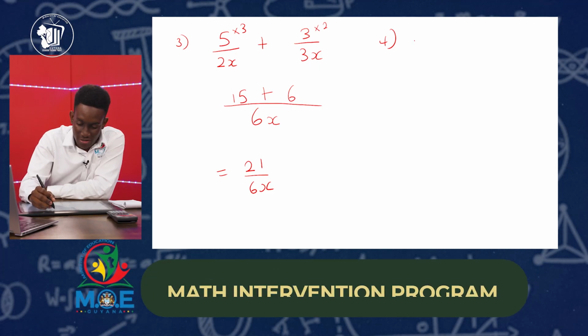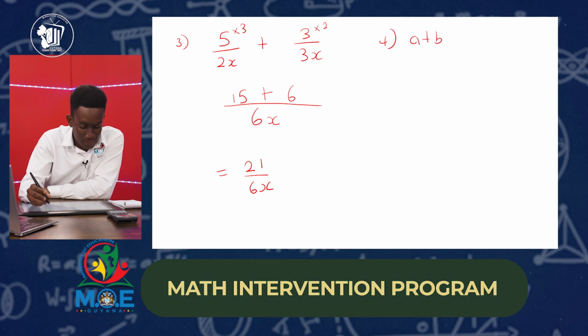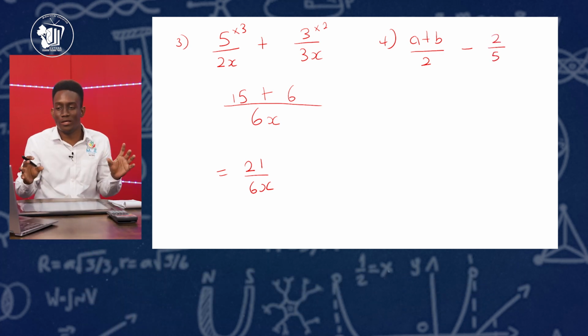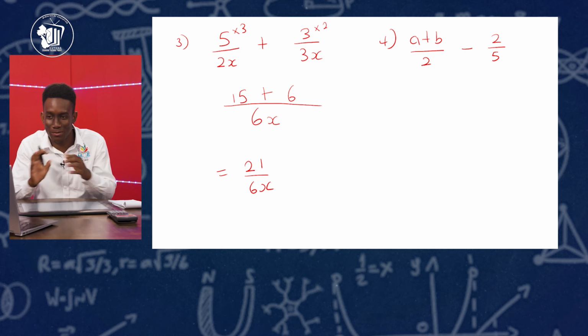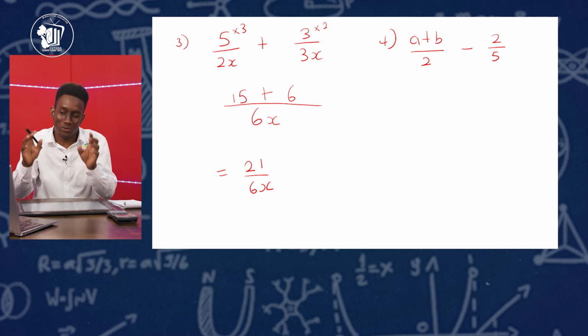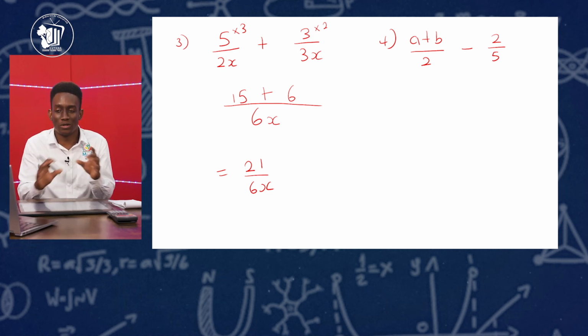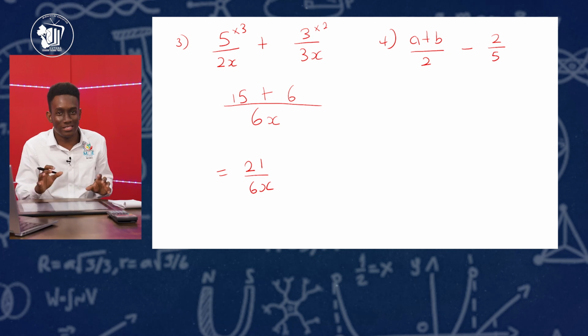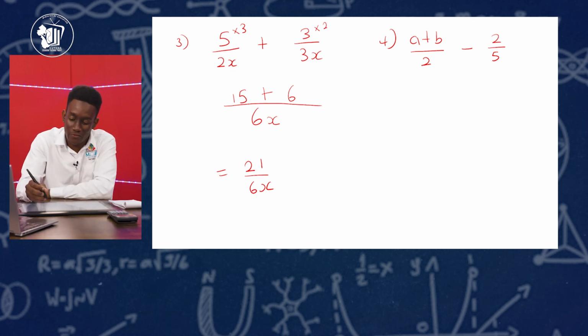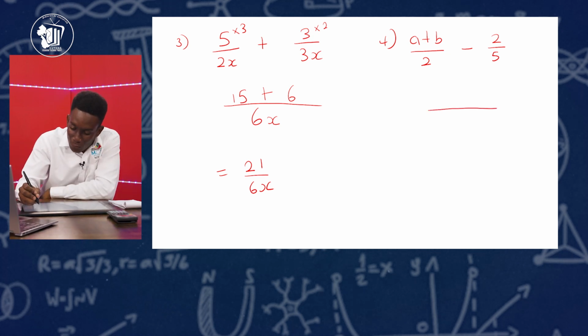Let's say we have a plus b all divided by 2 minus 2 over 5. So let's not get carried away. The same steps apply, the same rules. So we look at the denominators 2 and 5. They are not the same. So we find the LCM of 2 and 5, which would simply be 10.